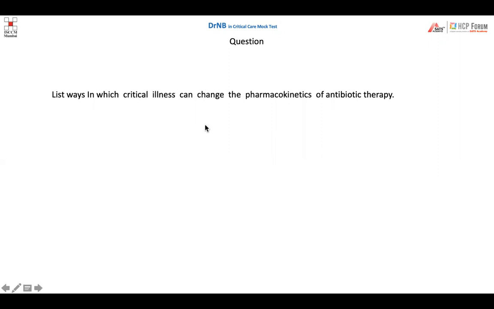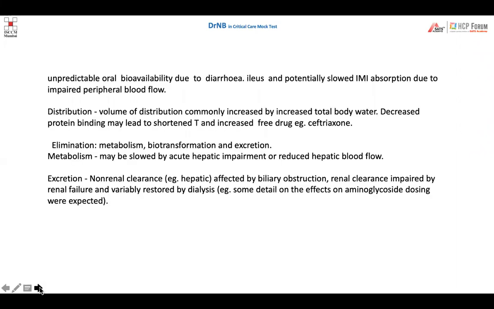List ways in which critical illness can change the pharmacokinetics of antibiotic therapy. Pharmacokinetics can change at every level, right from absorption. Oral bioavailability is unpredictable, especially when there is ileus, diarrhea, or bowel edema. It slows down the absorption when the peripheral blood flow is hampered. Then the distribution is impaired because the volume of distribution increases because of excess body water from the edema. Also, the protein binding reduces, so it shortens the half-life and increases the amount of free drug, especially in ceftriaxone.